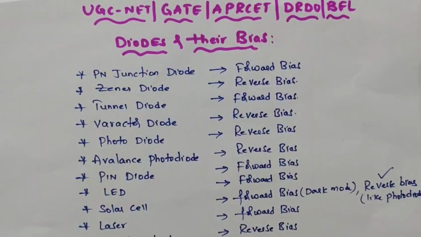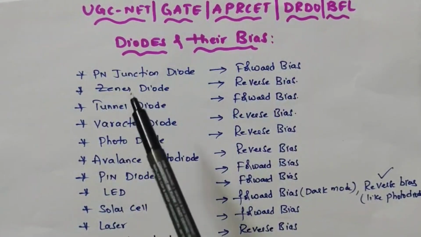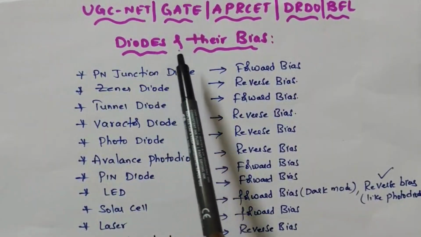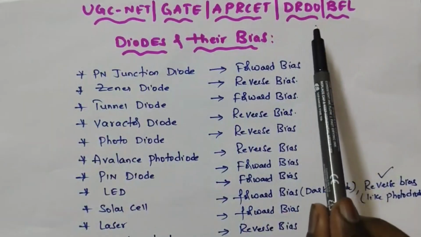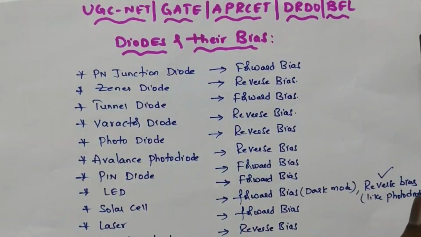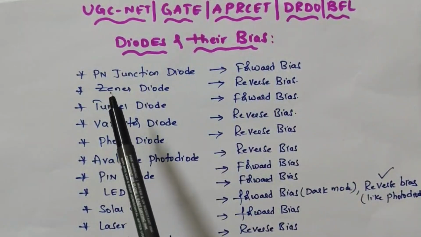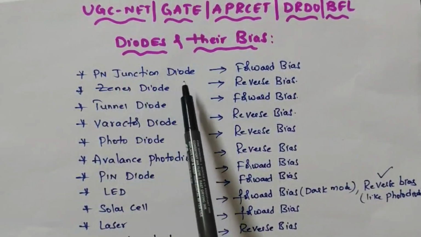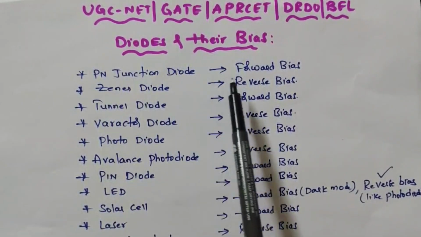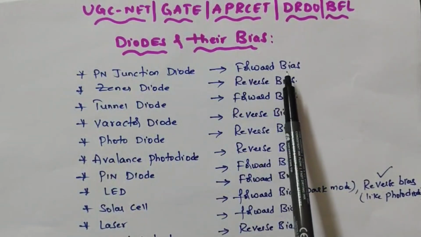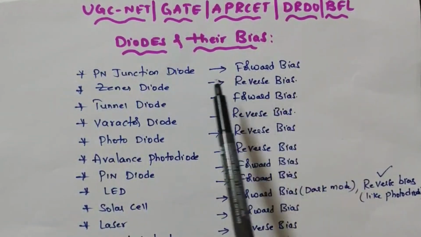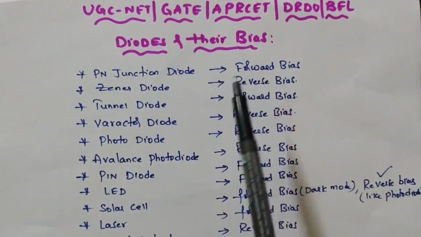Welcome to all. Now we will discuss a very important concept, that is diodes and their bias in UGC-NET, GATE, APRCET, DRDO, Bell and other competitive exams. First we will discuss the PN junction diode. PN junction diode works in the forward bias condition. In reverse bias you are not getting any current. Okay, so diode works in the forward bias.